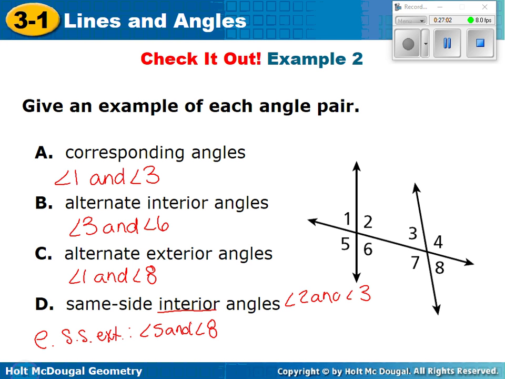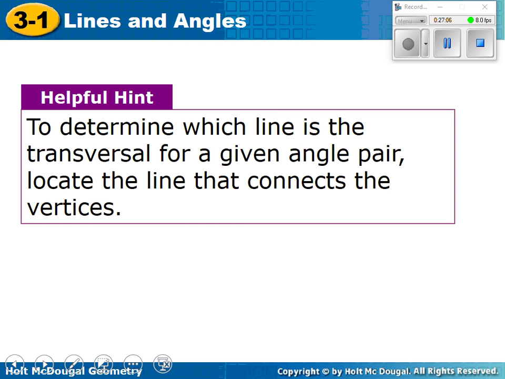Okay, last example is just a little bit harder. They're going to ask you to identify which line is the transversal for the given angle pair. They're going to give you two angles and they want to know which one must be the transversal for that picture. Here is a little hint that will help you if you're struggling identifying which one's the transversal. Determine which line is the transversal by simply locating the line that connects the vertices. So pick out the two angles they give you, find their vertices, and whatever line connects those two vertices must be the transversal.